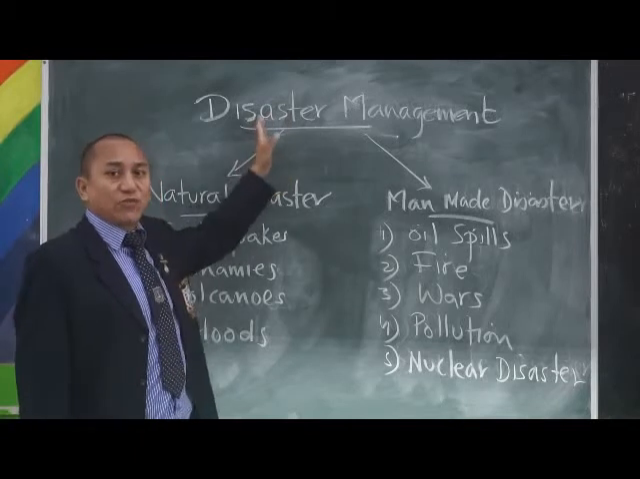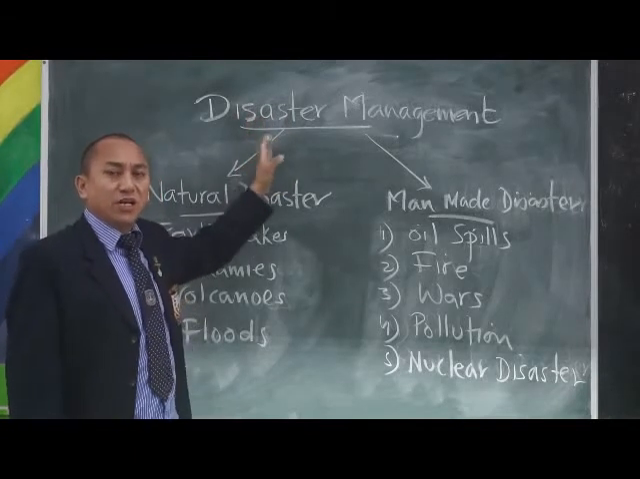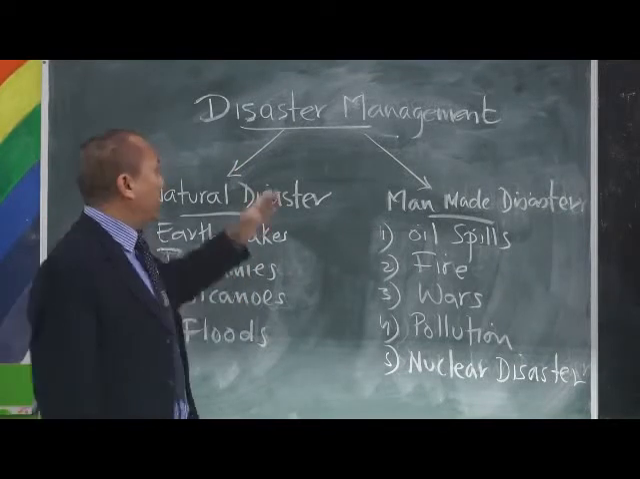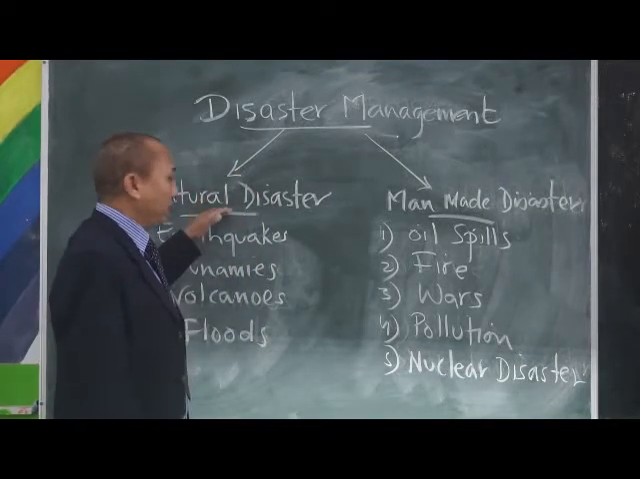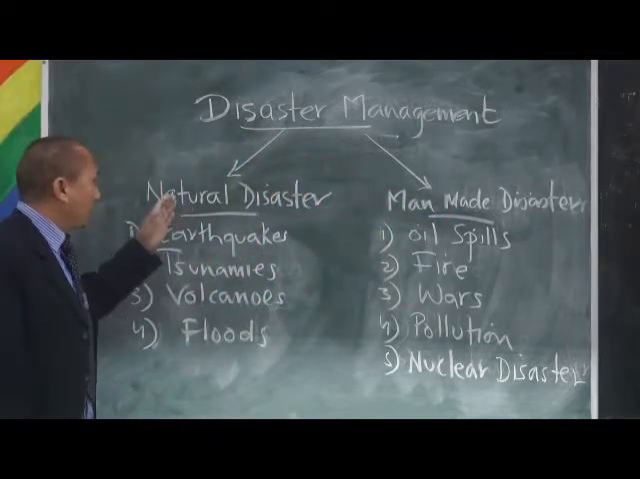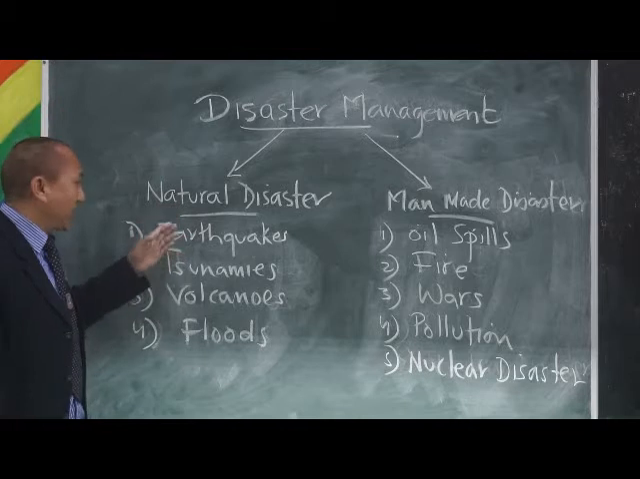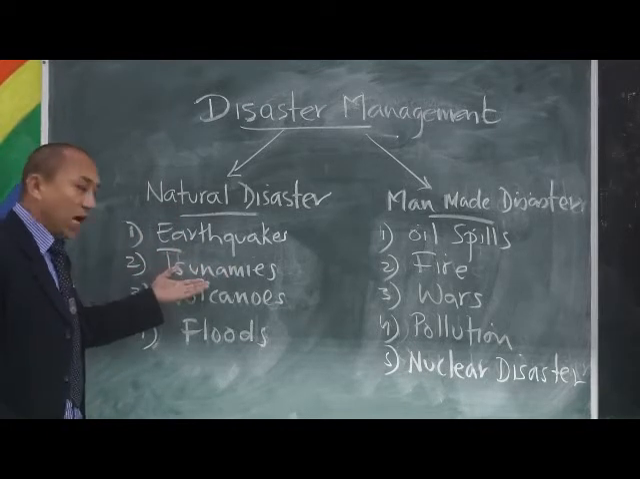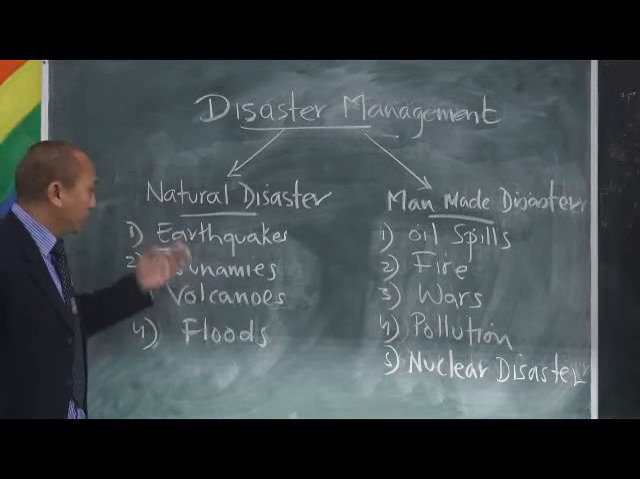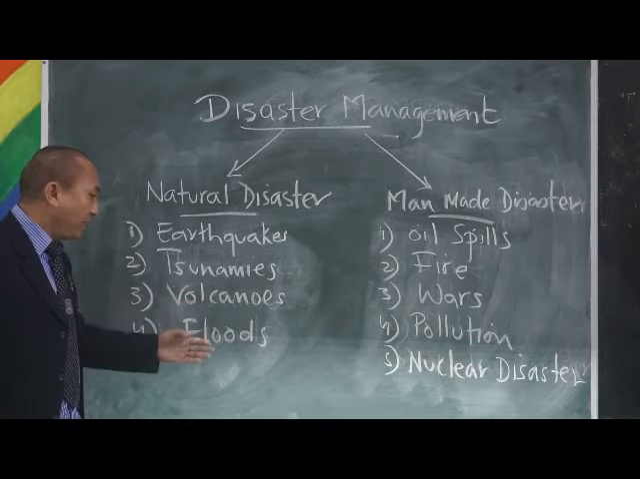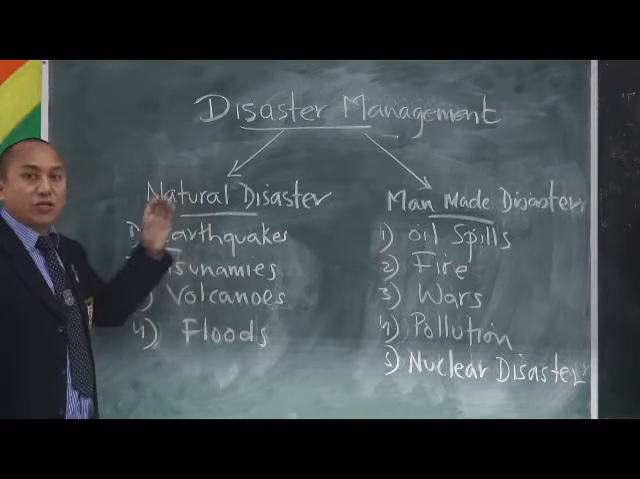So what is disaster? I told you, a disaster is a natural calamity that causes a loss of life and property. And then there are different types of disaster. We have the natural disaster and a man-made disaster. In the natural disasters, we have disasters like the earthquake, which is caused by itself, tsunami, also a natural disaster, volcanic eruptions or volcanoes, and floods. These are the natural disasters.